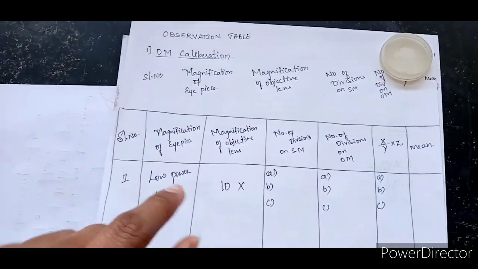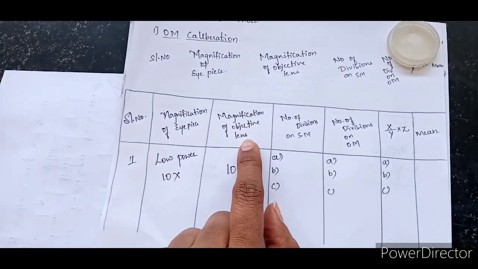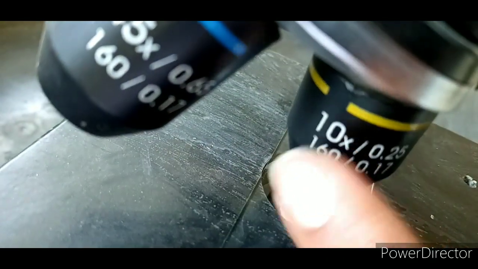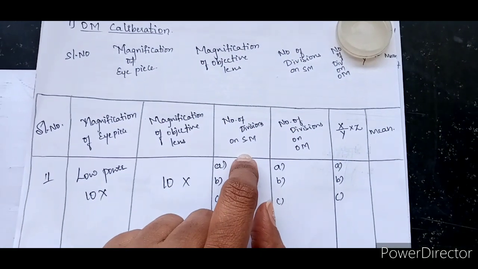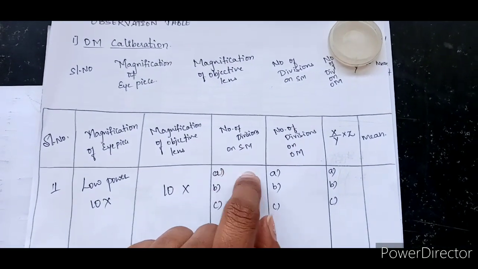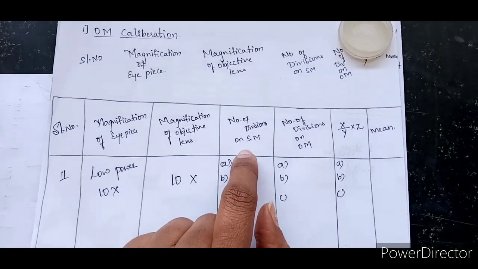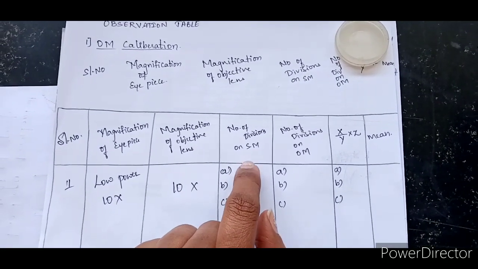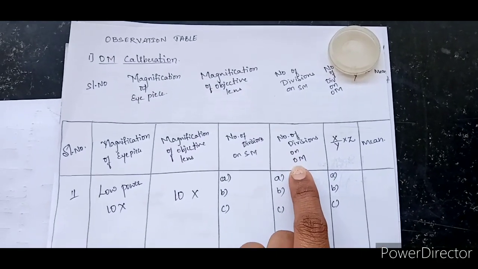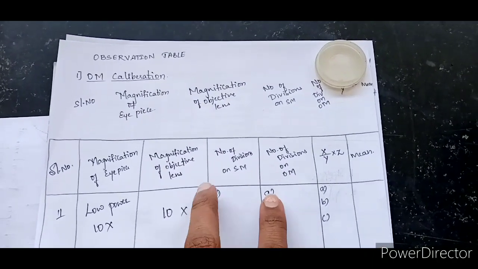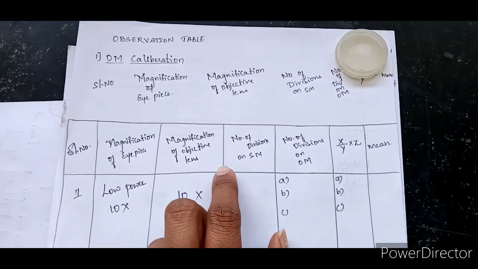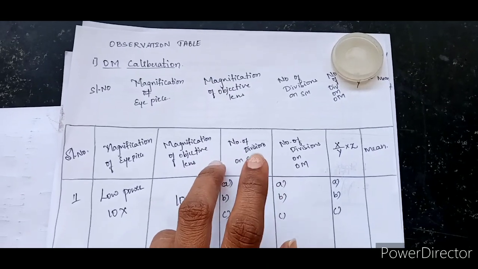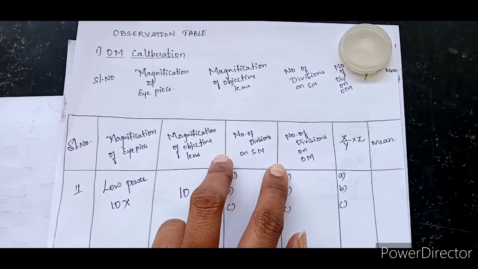The eyepiece magnification is 10x, and the objective lens is also 10x. The number of stage divisions on the stage micrometer, whatever we have counted, we have to write here. The stage micrometer lines are about 11, and the divisions on the ocular micrometer are 9. How many are coincided? From the first coincided line to the last coincided line.